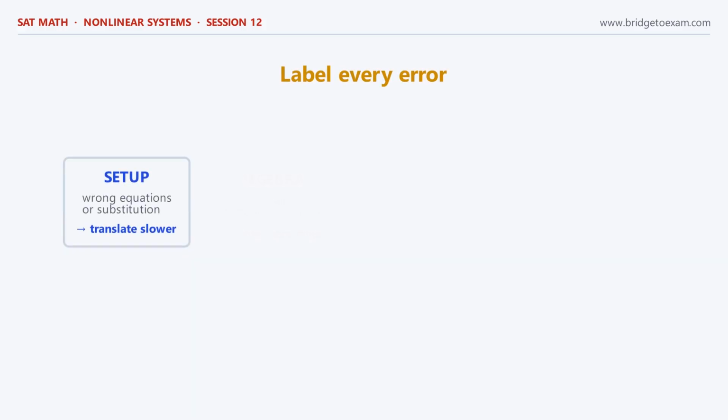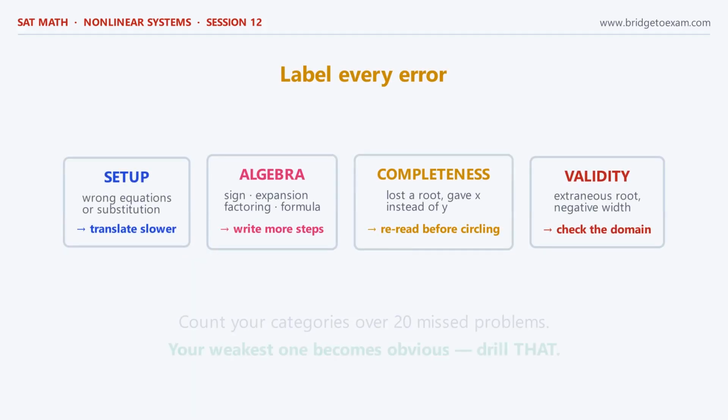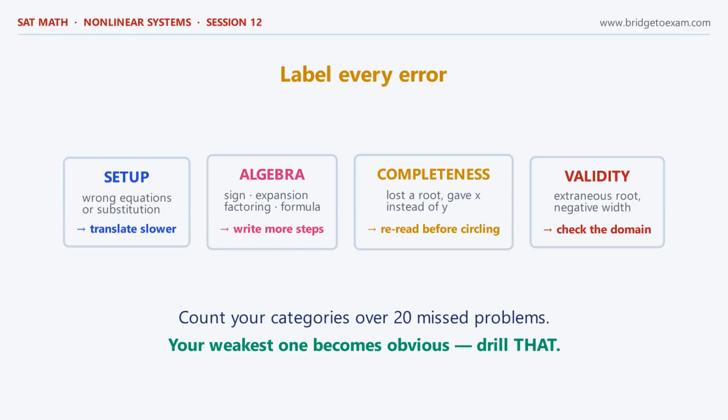Now let's talk about how you practice, because this determines whether the next month improves your score or wastes it. When you miss a question, do not just rework it and move on. That teaches you almost nothing. Instead, label the error with one of 4 categories. Setup: you built the wrong equations or substituted the wrong thing. The math was fine, the model was wrong. Algebra: a sign, an expansion, a factoring slip, a formula misremembered.